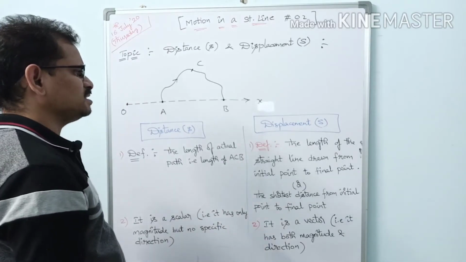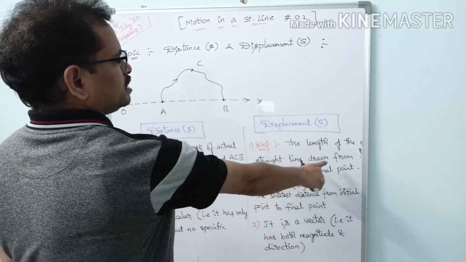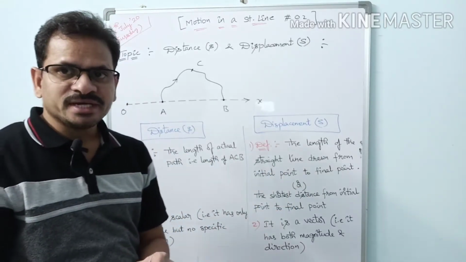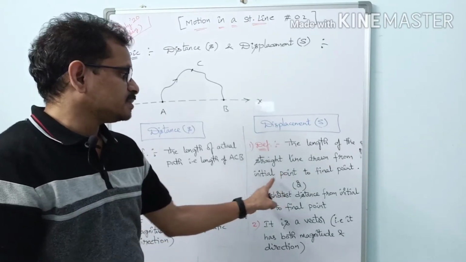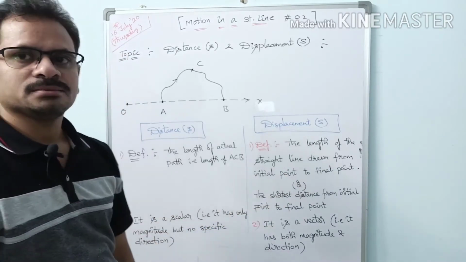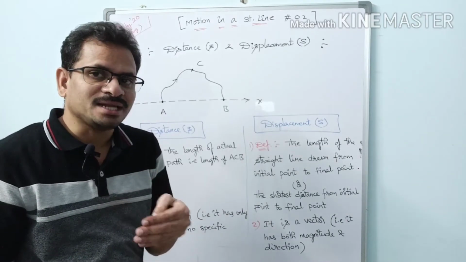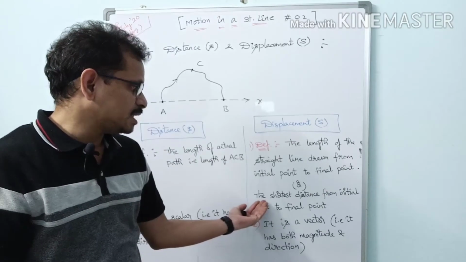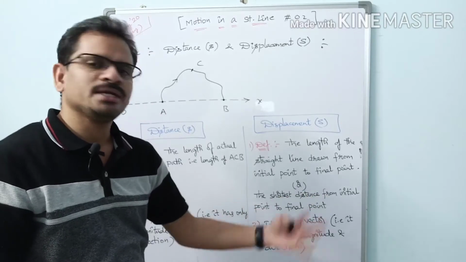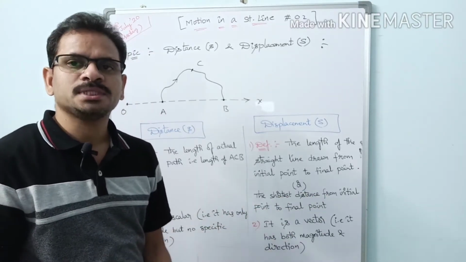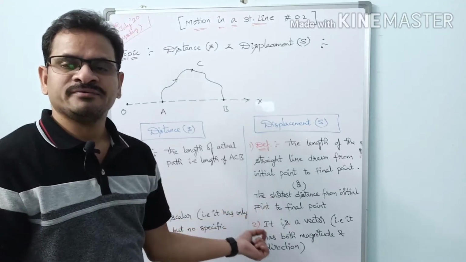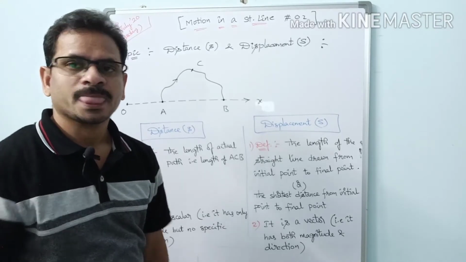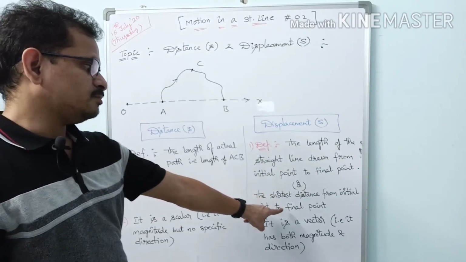Displacement is defined as the length of the straight line drawn from initial point to final point. Here direction is important, from where to where the line is drawn. That's why I have mentioned this one. Otherwise I could have told you simply: the shortest distance from initial point to final point. This is also one more definition. Most of the students will follow this one. If you ask what the displacement is, they will tell the shortest distance between initial and final points. Okay, you can follow this one or this point.